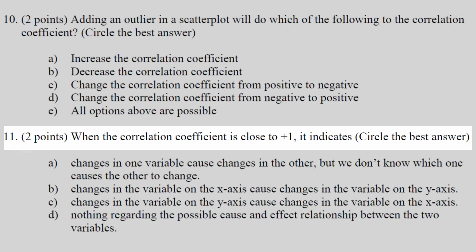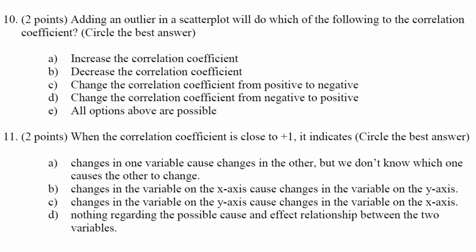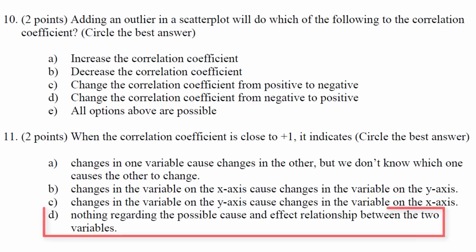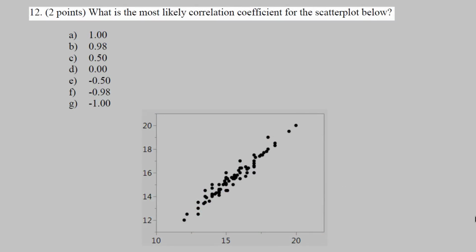Now, it's important to know when correlation is positive 1, it doesn't tell you anything about the cause and effect relationship between the two variables. Even if we have perfect positive correlation, which is actually easy to get. If you just have 2 points, you'll either have positive 1 or negative 1 or undefined if it's completely flat. So as we can see, 2 points having perfect correlation doesn't mean anything about changes in X causing changes in Y. Finally, what is the most likely correlation coefficient for the scatter plot below?